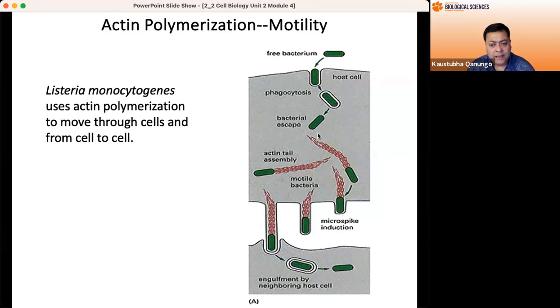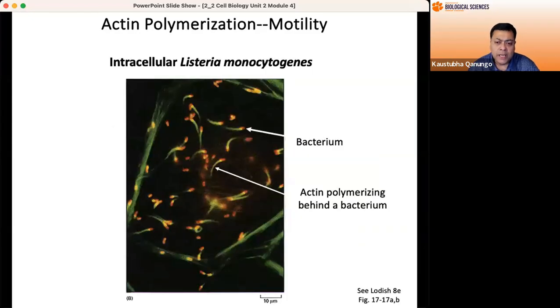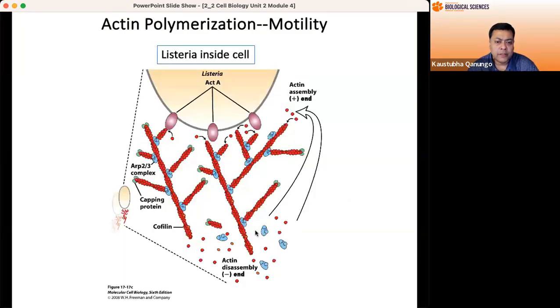And what is the advantage of that? If they are inside the cell and not in the interstitial space, your immune system cannot understand that you have this infection, so they essentially escape from the immune system. Here you can see the bacteria and the actin polymerization tail, like a comet tail-like structure, and how it does that. So how does Listeria do this?